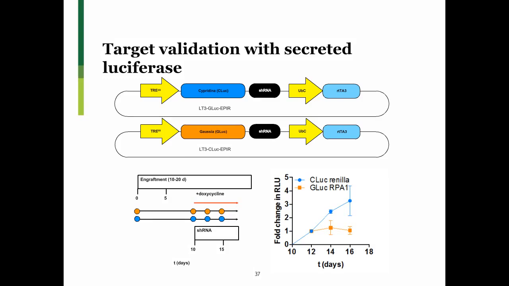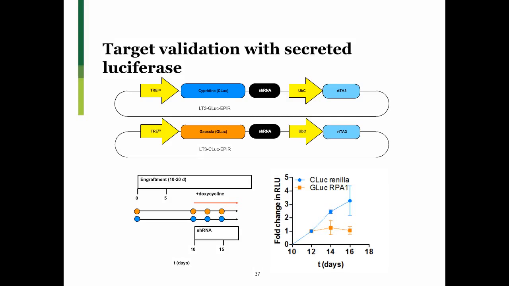And so the idea here is basically at time 0, you do a spin infection with lentivirus, engraft your tumors, wait until the tumors start to become established, and then you add doxycycline, which turns on the shRNA and turns on the luciferase. And then we measure the luciferase signal in these mice over time, which is shown here on the right, and the gap in luciferase signal that develops over time is really an indication of the fitness gain or loss of a specific gene.